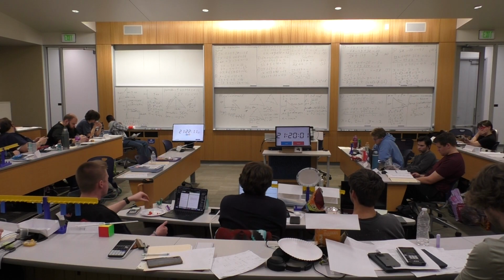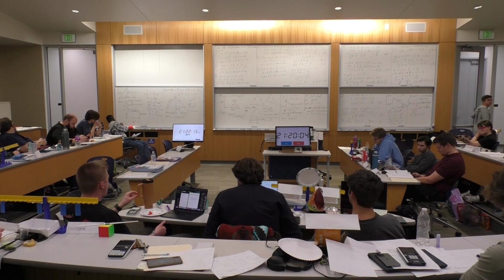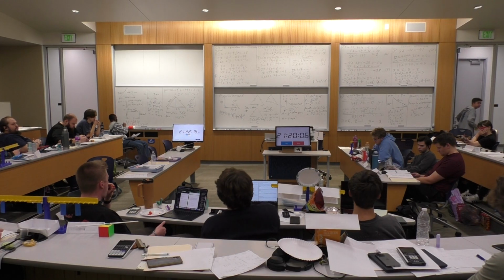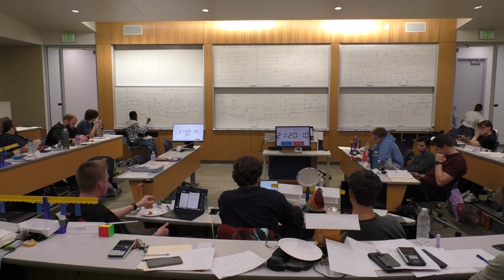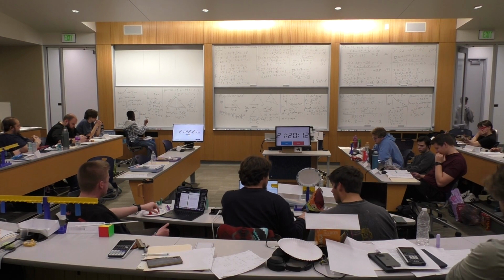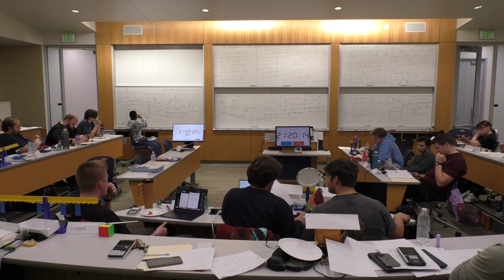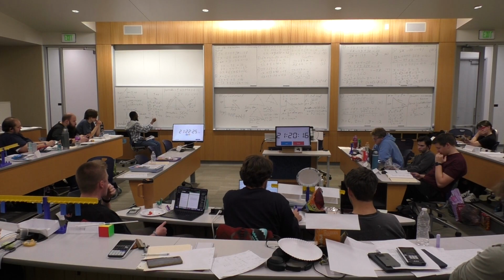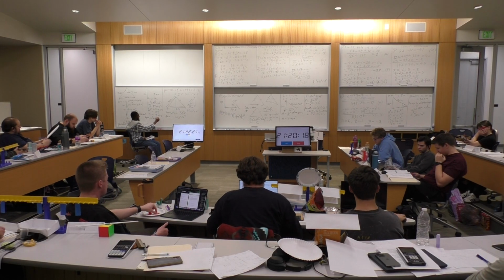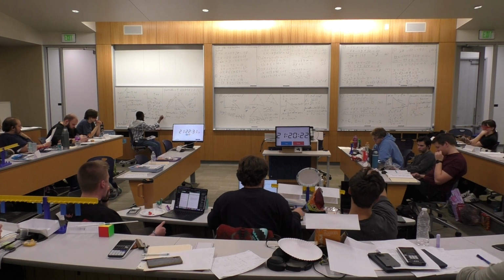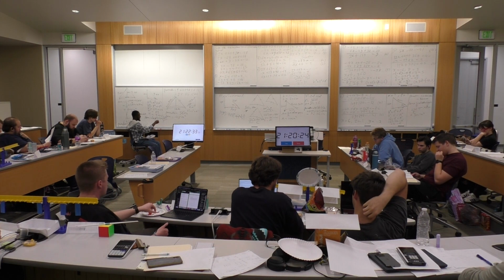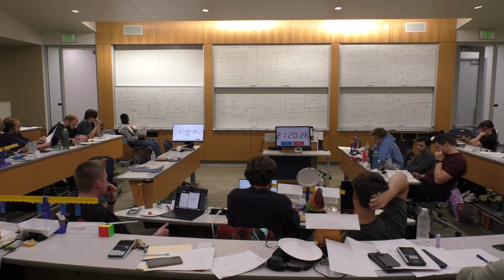This is perimeter. This is area. Area is length times width. Is that okay?